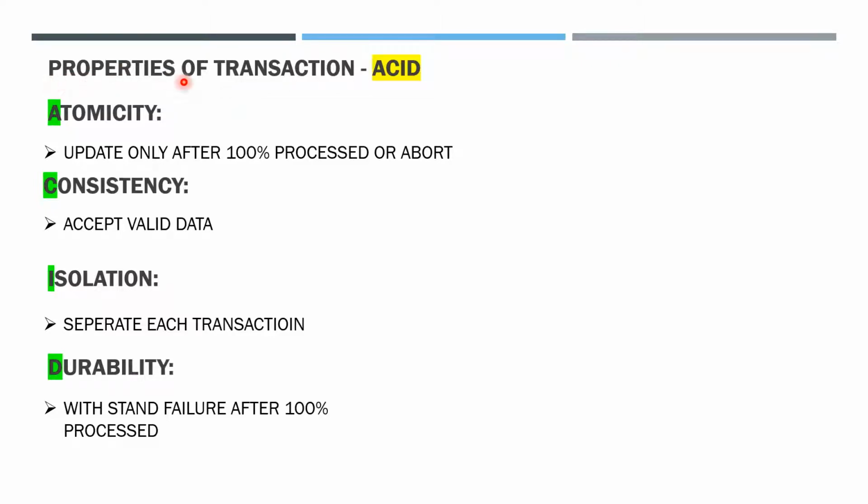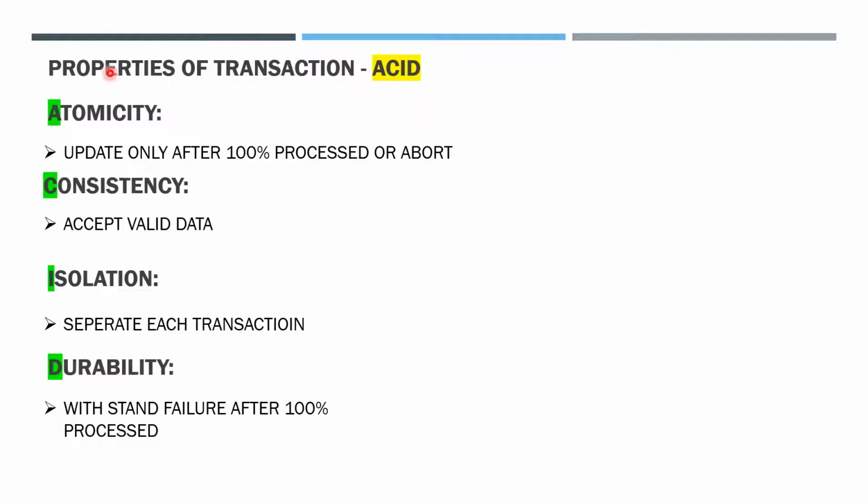Here are the properties of a transaction. What are the properties a transaction should have? In the online transaction processing systems, the transactions being made should have these properties. Only when these properties are there will the transaction be 100% effective and processed 100% efficiently.